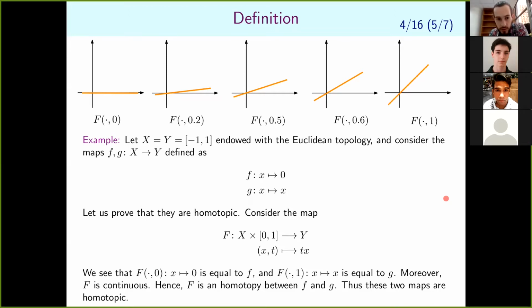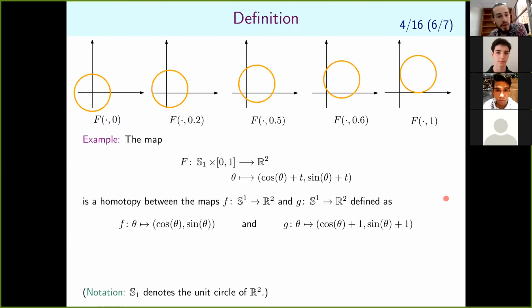Another example. I define a map here from the circle times the interval [0, 1] to R2, and it's defined like that. If you take theta in the circle, you map to cos(theta) plus t and sin(theta) plus t. I specify that the notation here, S1, is the circle.